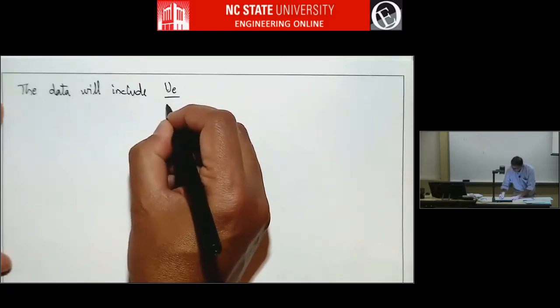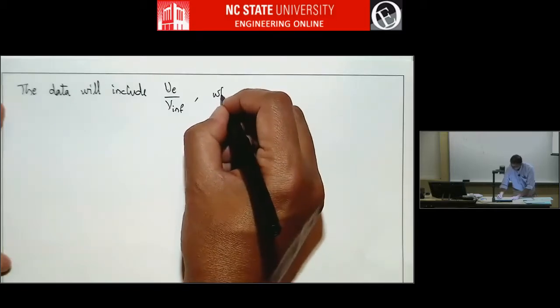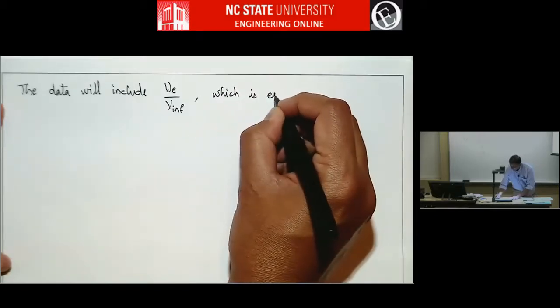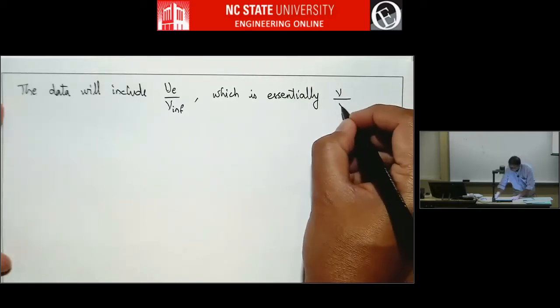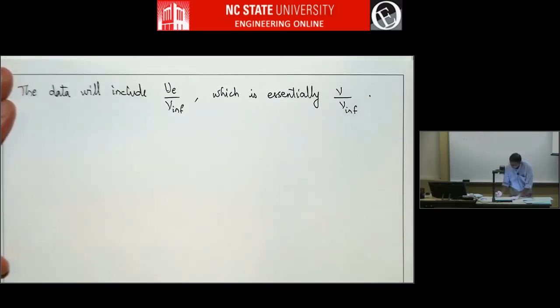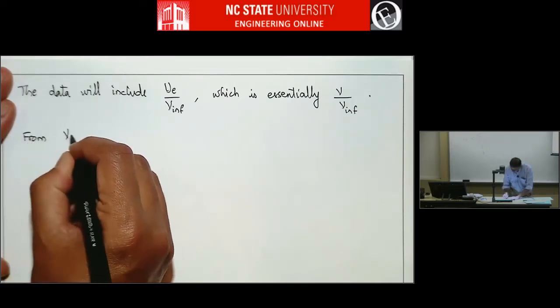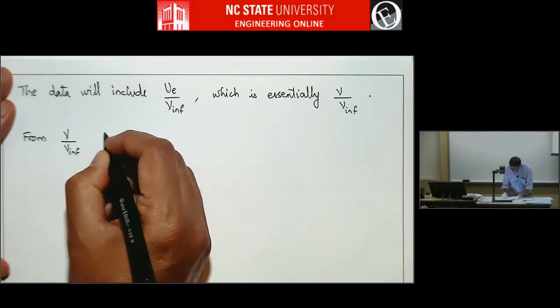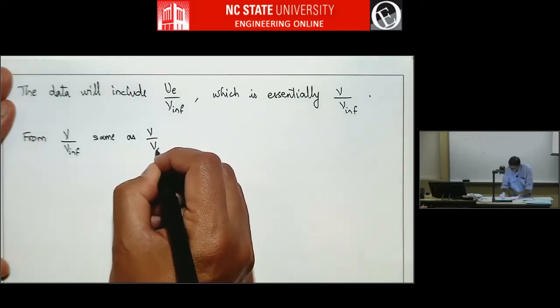So you will have a column in the data called UE over VINF, which is essentially the same as V over V infinity, which is the velocity distribution on the surface of the airfoil. So we've already talked about V over V infinity. We write it symbolically, right? V over V infinity.